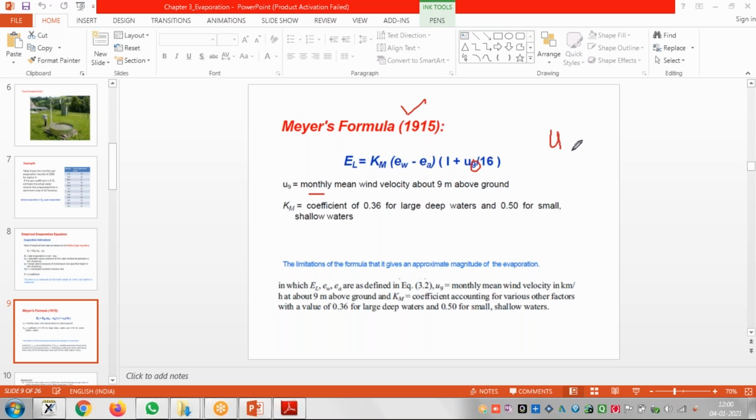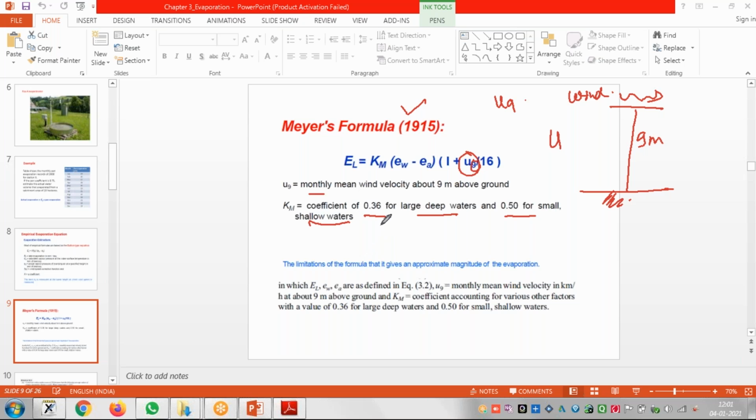This is the velocity. Suppose this is our ground. So up, about 9 meter, what is the velocity of wind? What is the wind velocity? We generally represent it by U9, meaning velocity at about 9 meter. Km is what? That is the coefficient, 0.36 for large deep water and 0.5 for small shallow water, right?